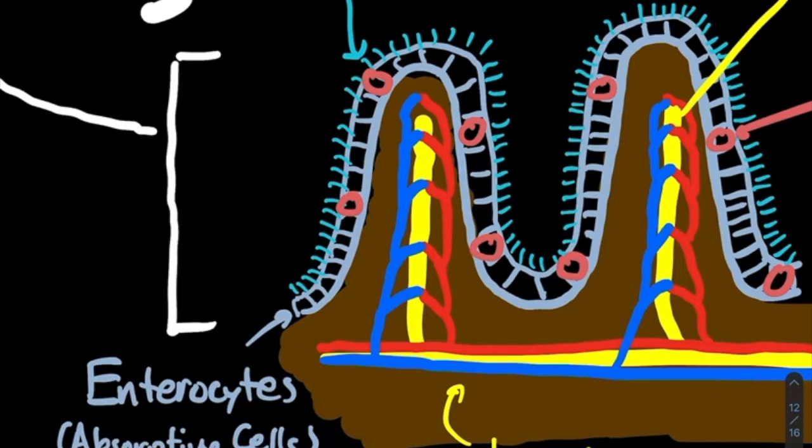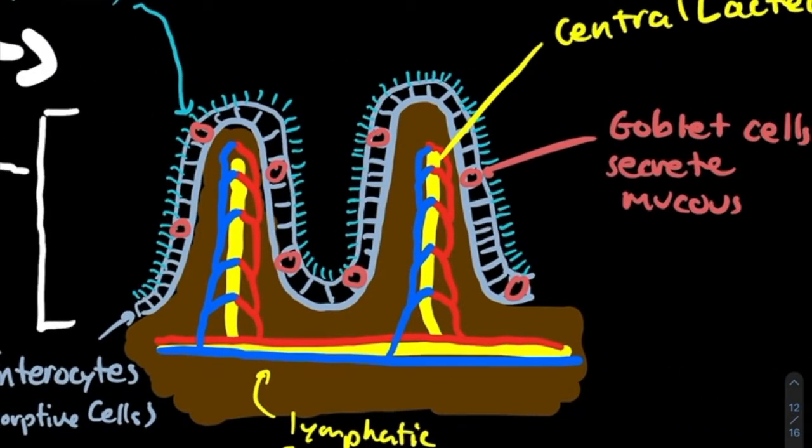Now it's important to note that we also have goblet cells within the jejunum and the ileum, and those secrete mucus, because again, you don't want this area to dry up. You want it to be lubricated. You want food and the digested stuff to be traveling through here and getting through. You don't want anything to dry up within this area. So you're going to secrete that mucus to keep everything lubricated.